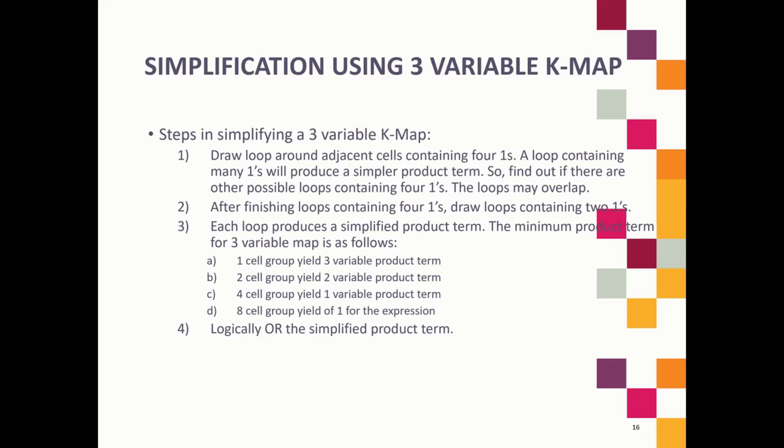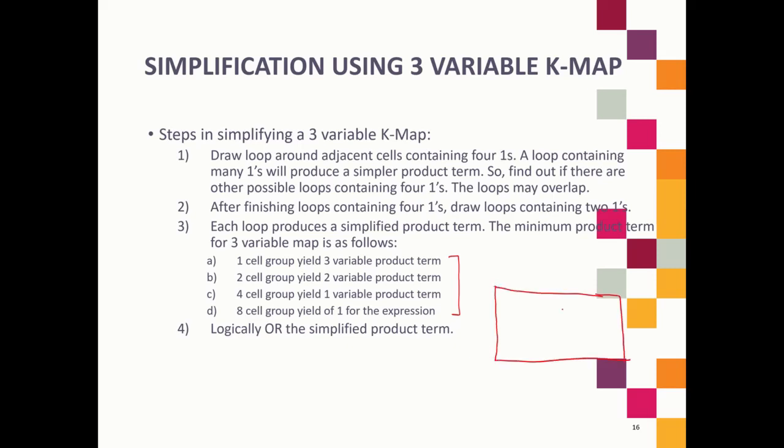Then the next step is to find the simplified product term. This is the minimum product term for a 3 variable K-map. One cell group yields a 3 variable product term. 2 cells will yield a 2 variable product term. 4 cells will yield a 1 variable product term. 8 cells will yield 1 as the expression. So I will show you here.